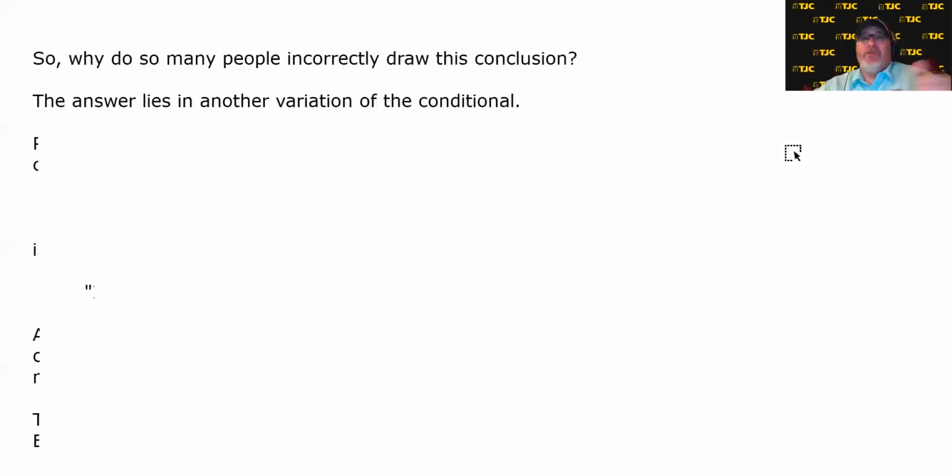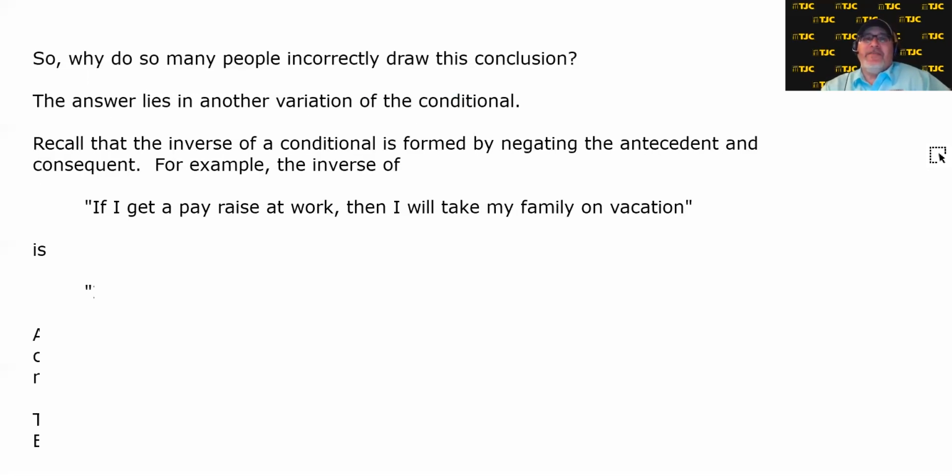So why do so many people incorrectly draw this conclusion? Well, the answer lies in another variation of the conditional. Recall that the inverse of a conditional is formed by negating, that's my symbol for negating a statement, the antecedent and consequent.